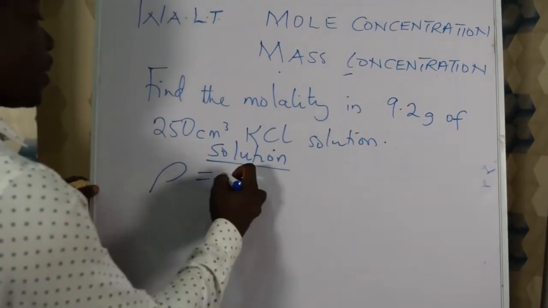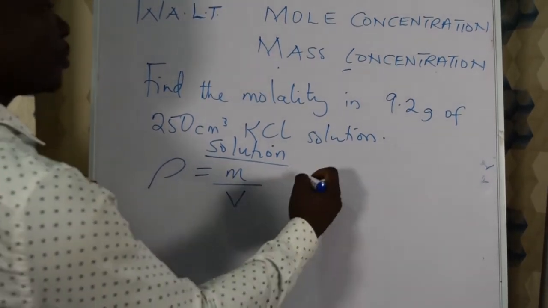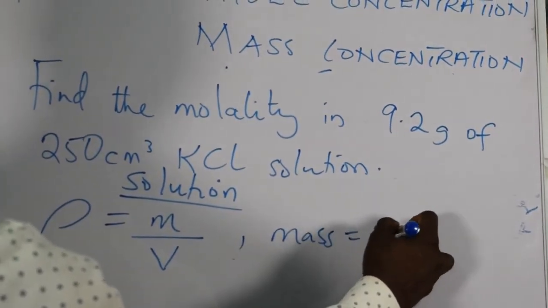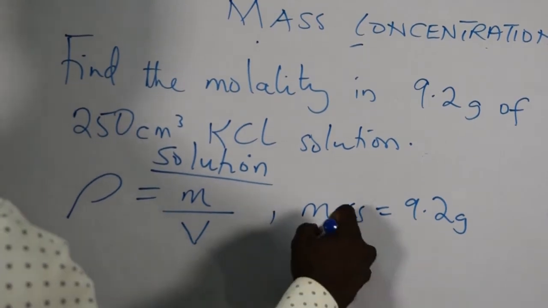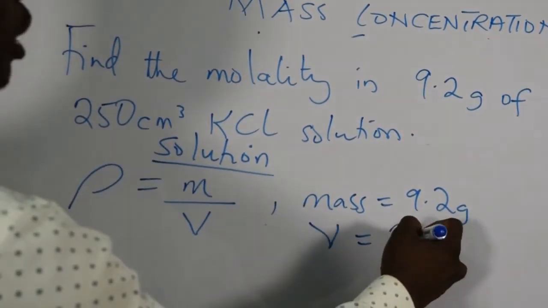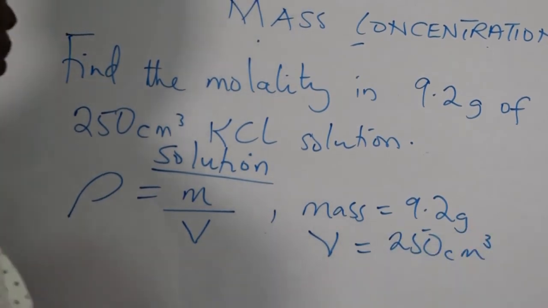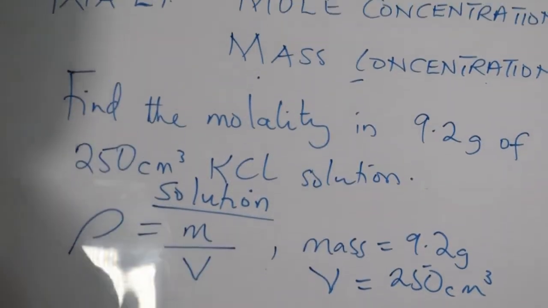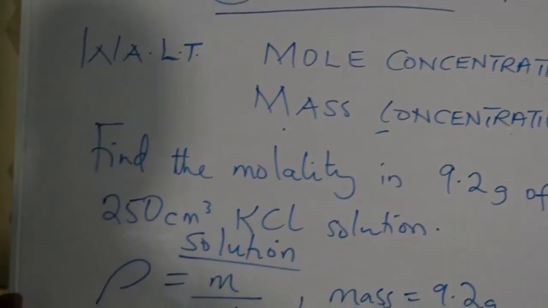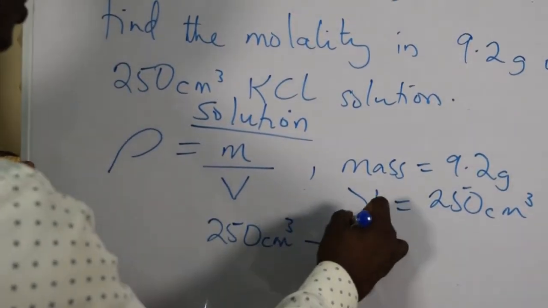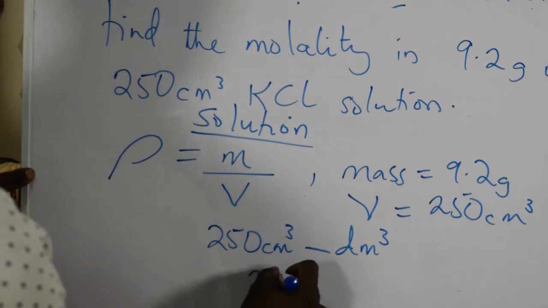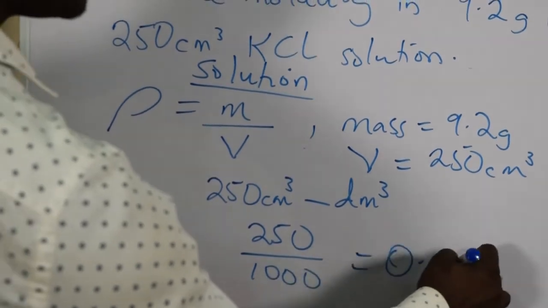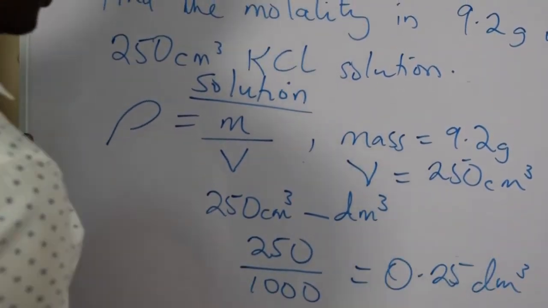So what you need to do is mass over volume. When we look at the question, mass has been given as 9.2 grams. Volume was also quoted as 250 centimeter cube. But be mindful, centimeter cube, no, dm cube. So we need to convert. So 250 centimeter cube to dm cube. We said that just divide. So divide 250 by 1000, which will give us 0.25 dm cube.